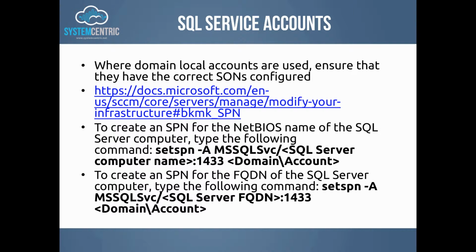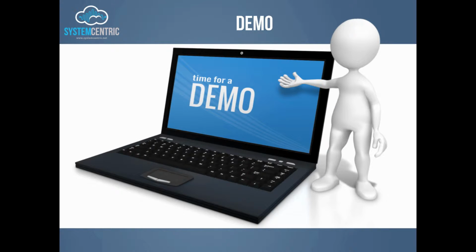In terms of the service accounts that you use, standard service accounts, but if they're local accounts, then you need to ignore the typo on the screen. They should have the correct service principal names, the correct SPNs configured. So there on the screen are the commands you need to run to do that. So let's go and have a look at SQL, changing those settings, what we do in SQL, and setting up the SPNs for the service accounts.